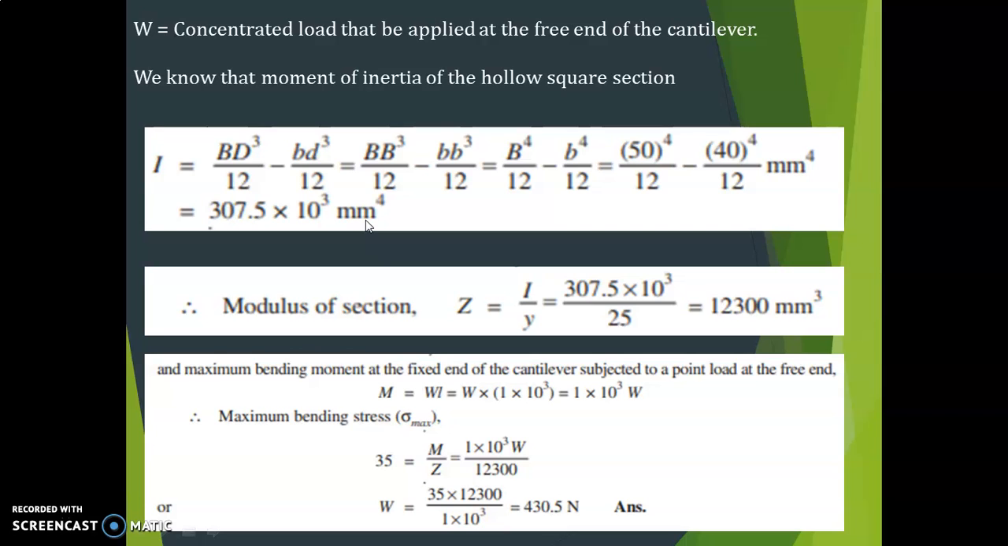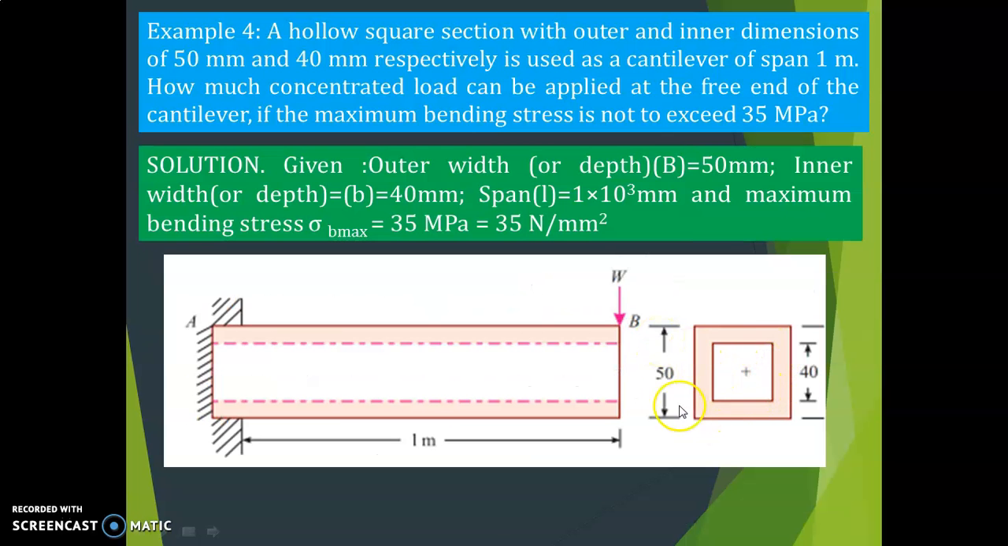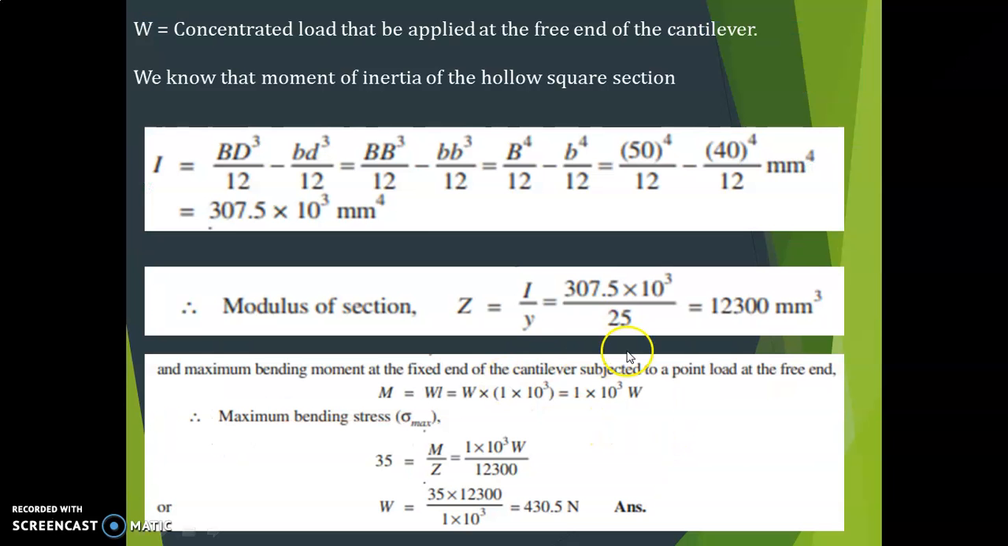Now you can calculate what is section modulus Z. Z is equal to I divided by Y, ratio of moment of inertia to the distance of extreme fiber from the neutral axis. Okay, what is I? I is 307.5 into 10 raised to 3 divided by Y. Y is, this is a rectangular section, right, hollow square section. So the Y is equal to exactly at the center, that is 50 divided by 2, that is equal to 25. So substitute that 25, you get 12300 millimeter cube. This is section modulus.